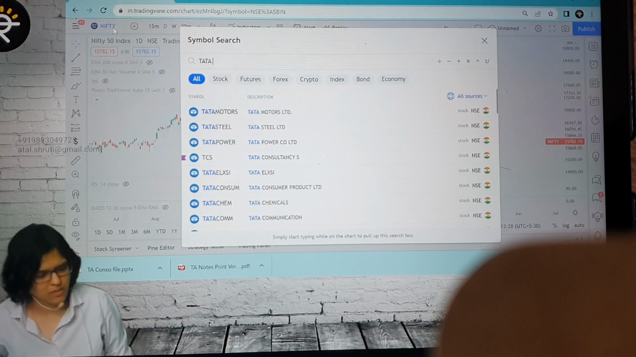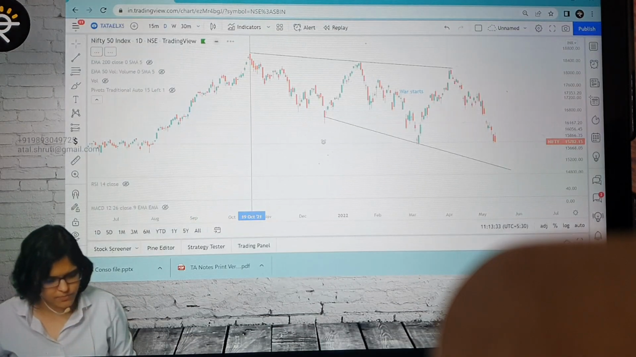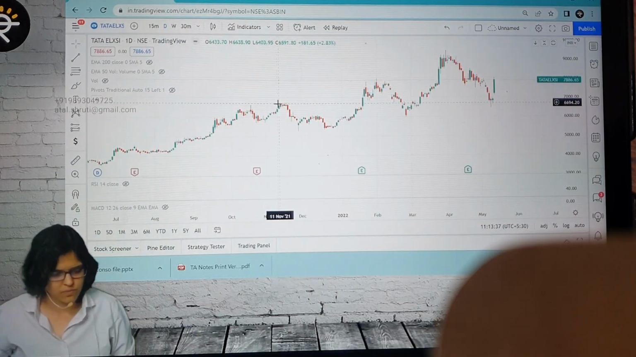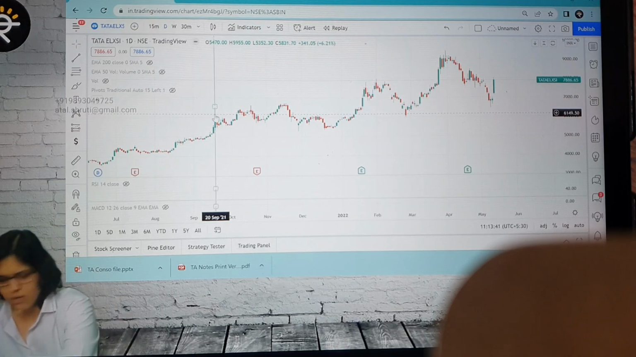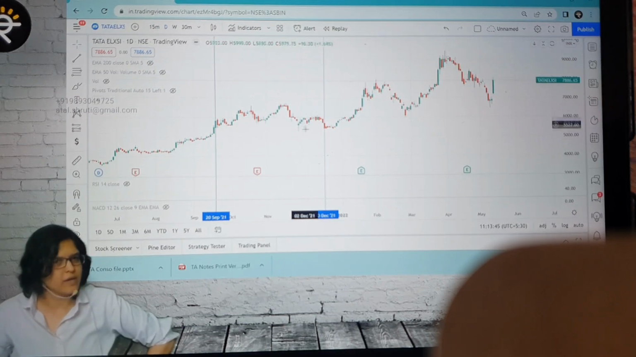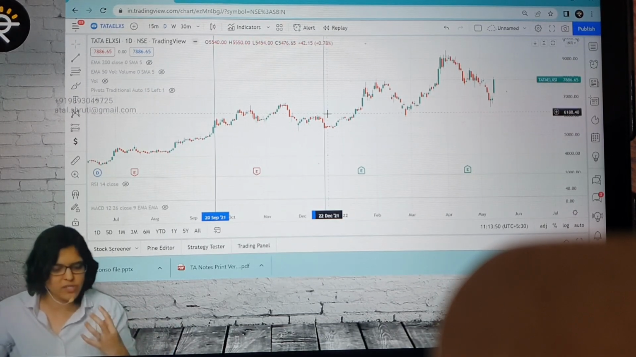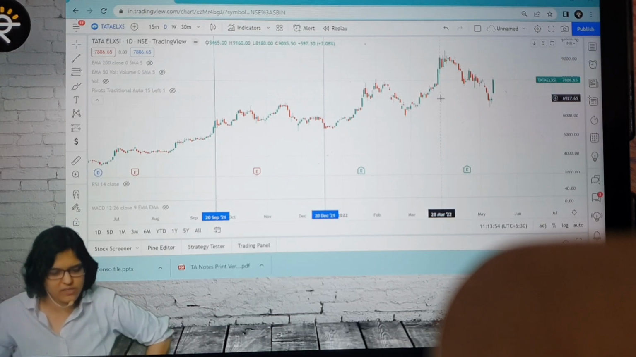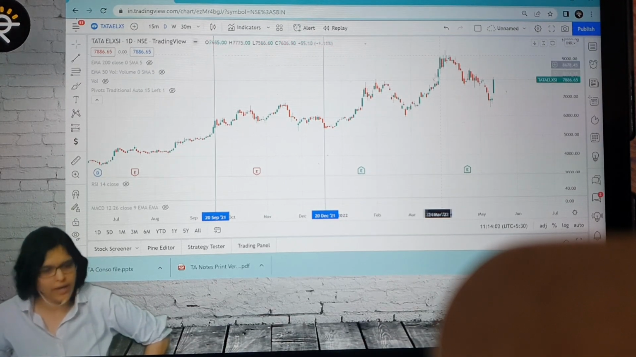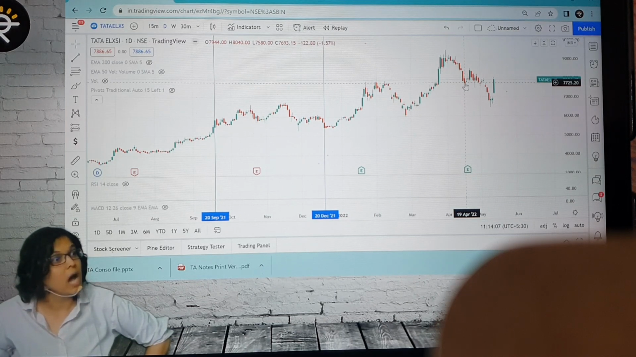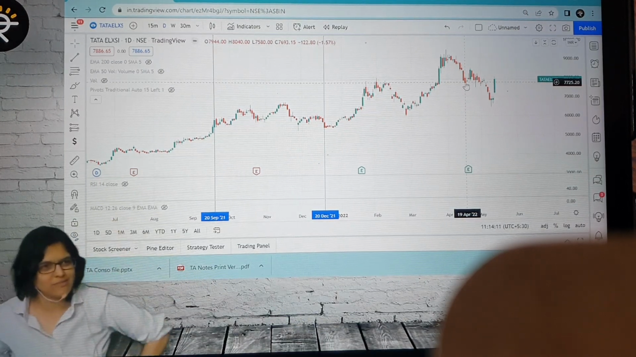Let me take the example of Tata Elxsi. So here, from here to here, what sort of trend can you see? Kind of sideways? Yes. So after some consolidation, can I say a new trend has started? Yes. Which trend is this? Upward trend. So this was the high, this was the high, another high. So can I clearly say higher high, and from here to here, higher low, correct?